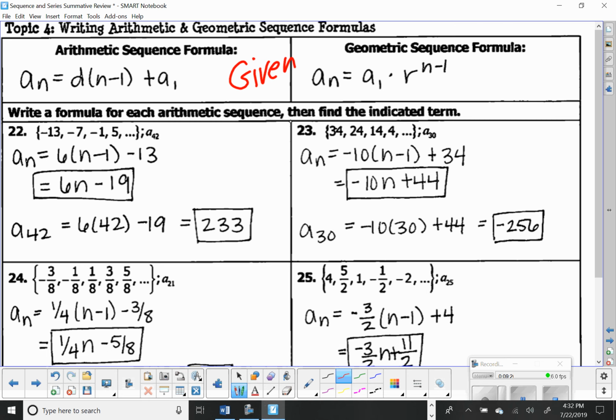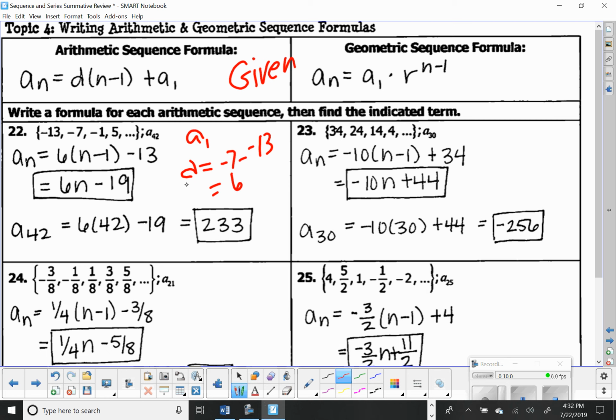Here, I want to find the indicated term. So I want a sub 42. Well, I know a sub 1. I can figure out the difference pretty easily. Whoops, first I have to figure out if this is arithmetic or geometric. I already figured out that it was arithmetic. D is equal to -7 minus -13, which is equal to 6. And you can go down and figure out the rest of it.